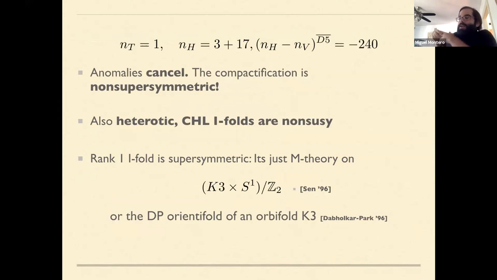So nothing in the cobordism conjecture told you that the compactifications canceling tadpoles involving Eiffels had to be supersymmetric. And in fact, here we see that is not the case.